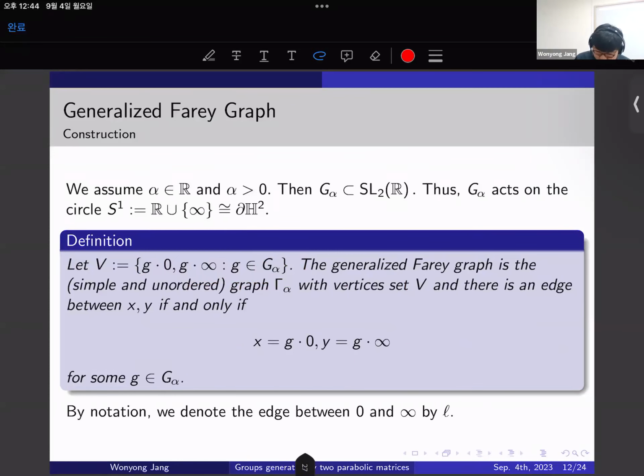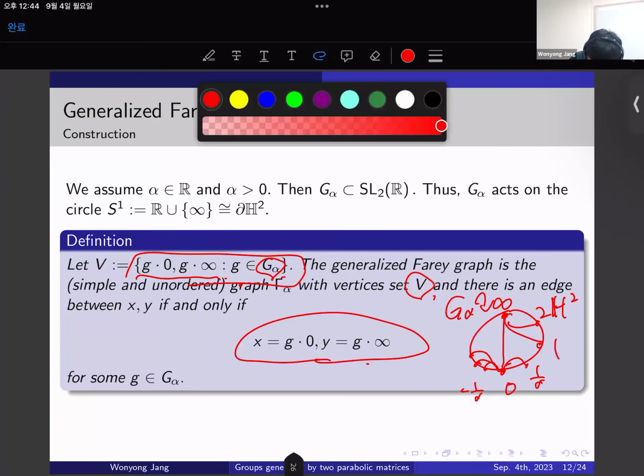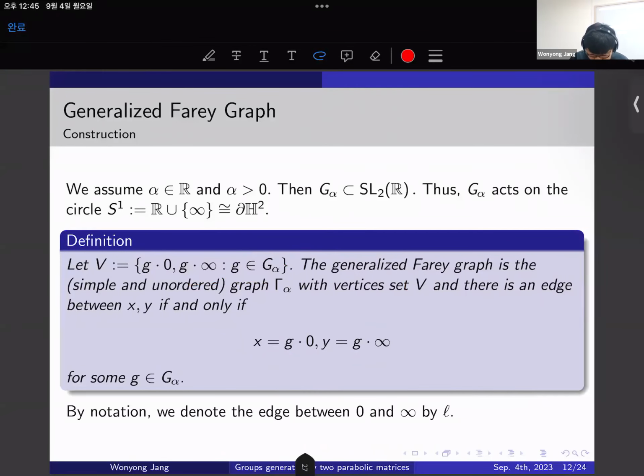Also, we will denote the edge between 0 and infinity by S. So in this picture, this edge, we denote it by L. So actually, it means that if there is an edge in Gamma alpha, then it should be g dot L for some g in G alpha by definition. Yes, so it is the definition of a generalized graph.